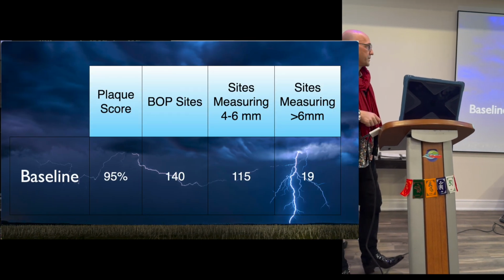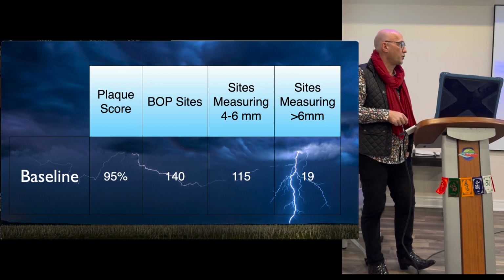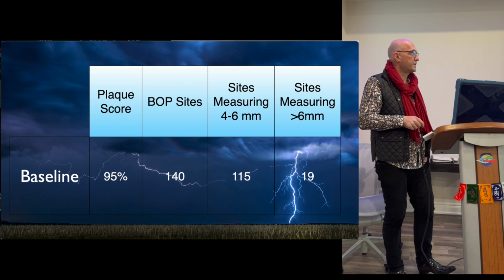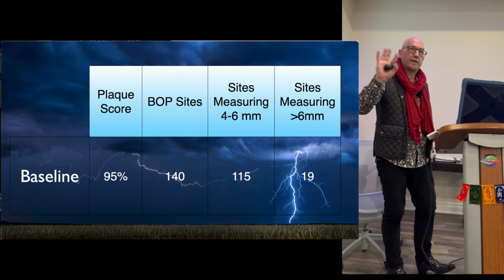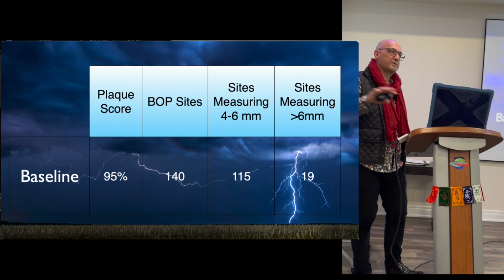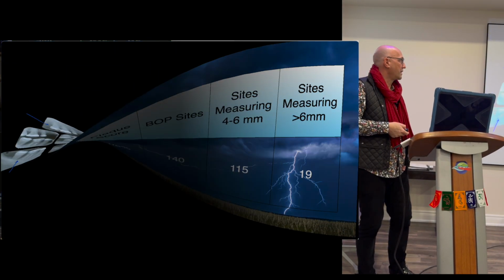Oh, sorry, more measurements. 95% plaque score, bleeding 140 sites. And this is how we always stratify it: sites measuring 4 to 6 and more than 6. That's how I like to stratify the patients to begin with. And these are really the main scores. This is my dashboard. This is what's really important when I see the patients.